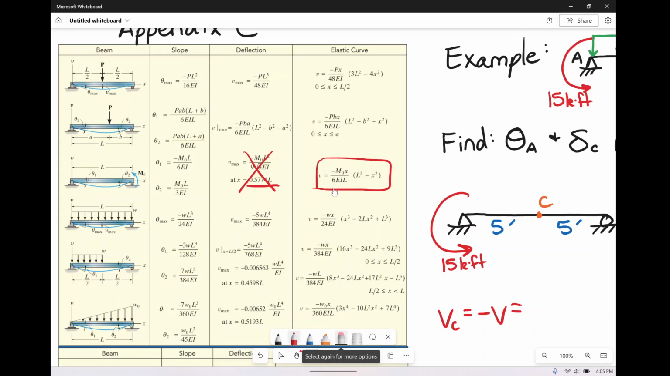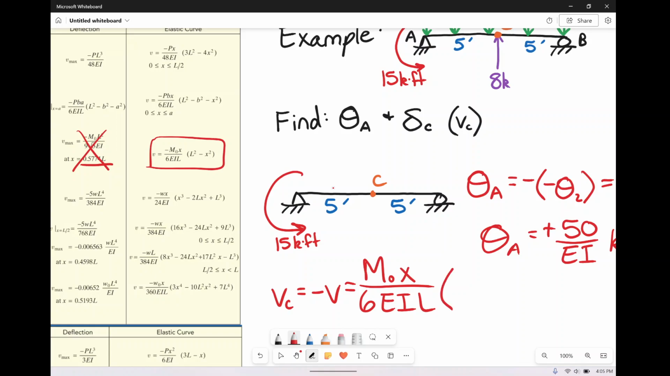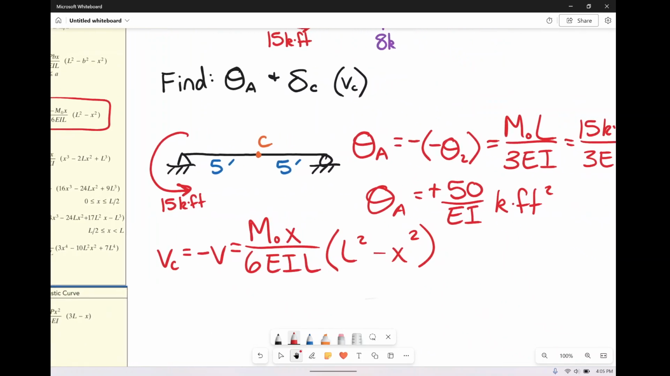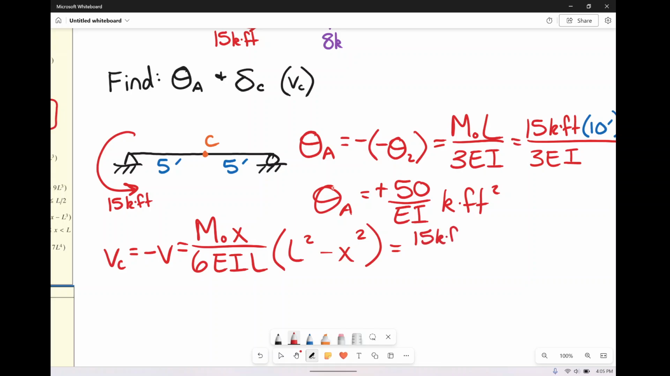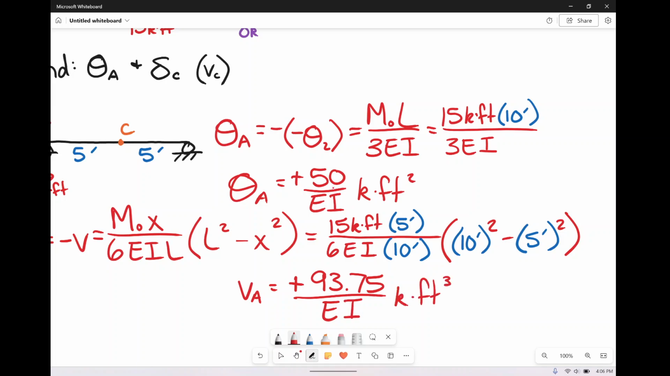So going through, we have minus a minus, so positive M naught times x divided by 6 EI times L, times L squared minus x squared. Okay, let's plug in some numbers. We have 15 kip feet times x, which is 5 feet, divided by 6 times E times I times L, L is 10 feet, times L squared, 10 feet squared, minus x squared, 5 feet squared. What I get for deflection is a positive value, meaning it's going up, and that's 93.75 over EI in terms of kip feet cubed.